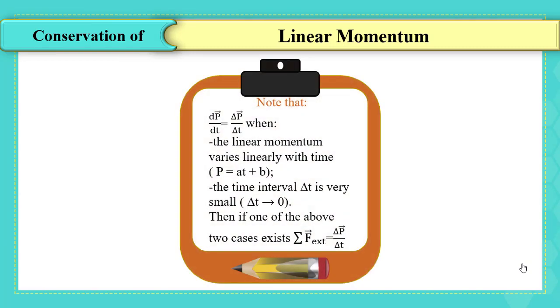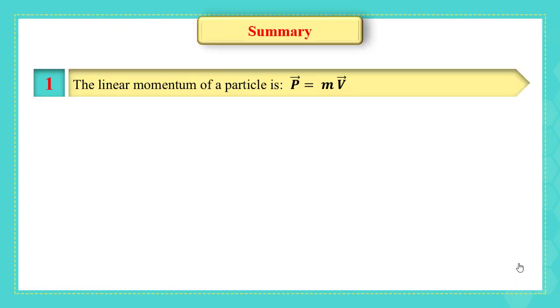Note that we say that dP vector by dt equals delta P vector by delta t when the linear momentum varies linearly with time, where P equals At plus B. If we derive it, we have the constant A, and the variation delta P by delta t will be the slope of this equation. Also, if the time interval delta t is very small, then delta t goes to 0. Then if one of the above two cases exists, the sum of F external can be written as delta P vector over delta t.